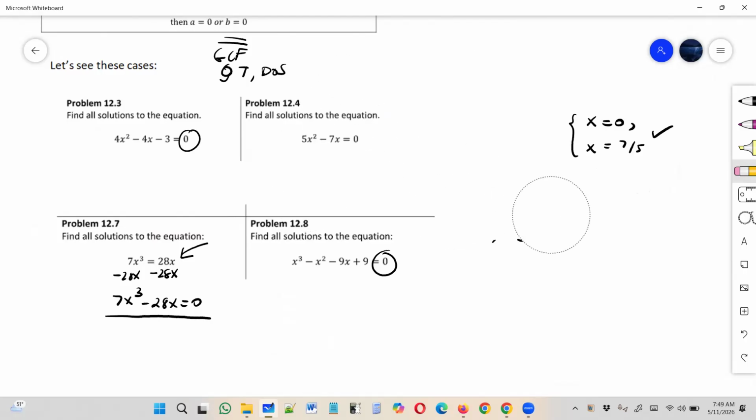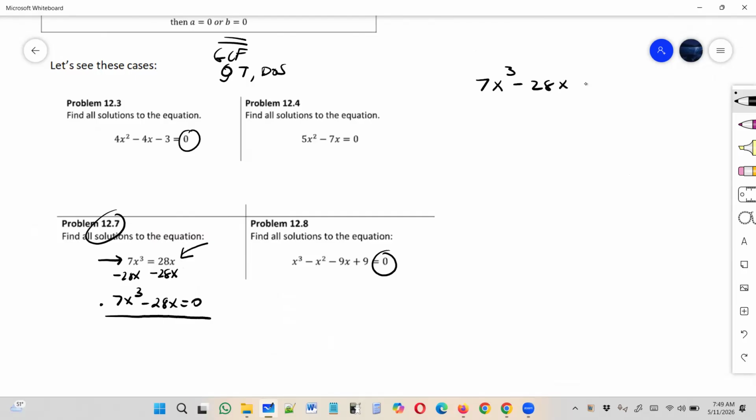I'm going to erase this because I'm going to need this space, and I'm going to do the second problem, 12(7). I already told you that this needs to be put in proper form, which means equals 0. So here it is. Now, I look at this polynomial and see which technique I have to employ. You always try GCF first. In this case, I can see a GCF, which is 7x, and I will get x squared minus 4.